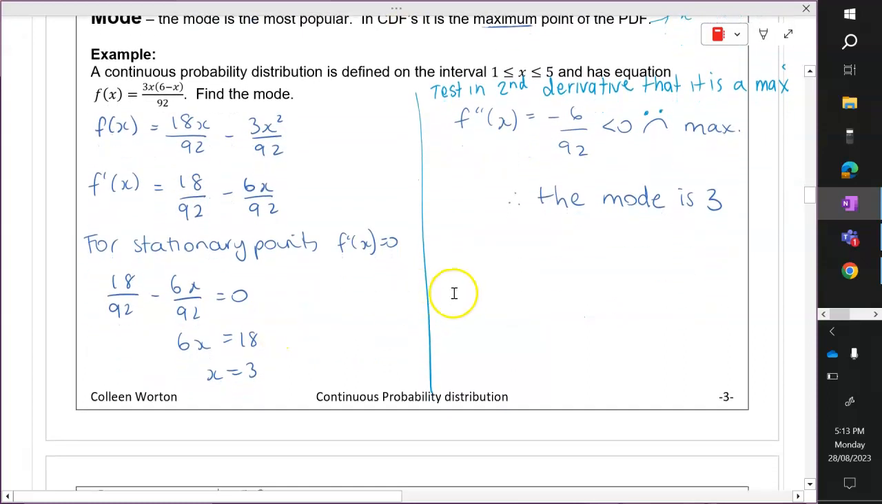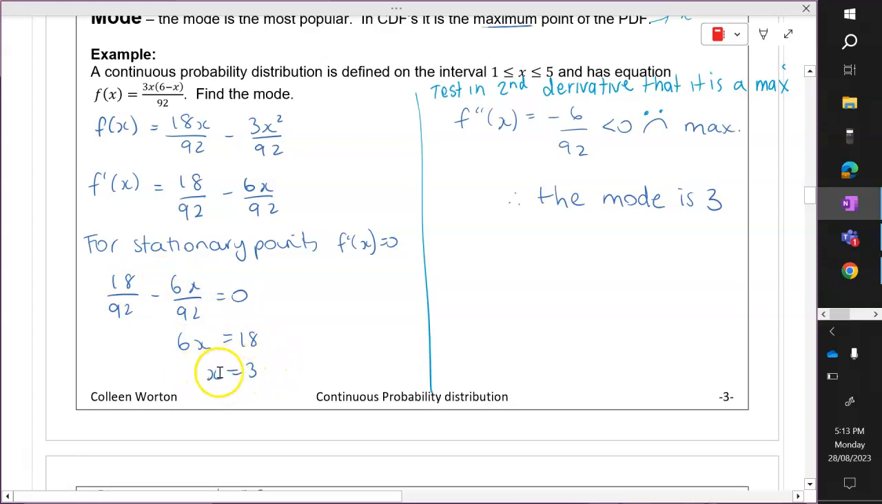The stationary points happen when the first derivative is equal to 0. So if I just set this to 0 here, before I go and quickly rearrange it, I've got 18 on 92 minus 6x on 92. So for them to be equal to 0, these must be the same. The bottom lines are the same, so my top needs to be the same. 6 times what is 18? 3. So if you can see that, that saved us a lot of time. So our mode could be 3.